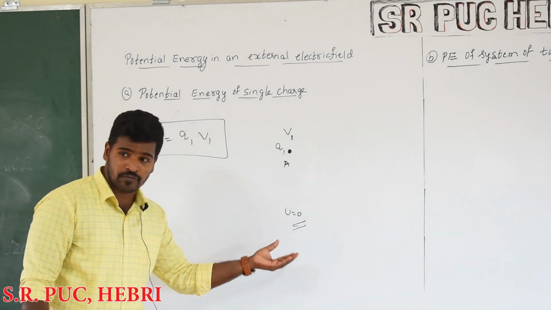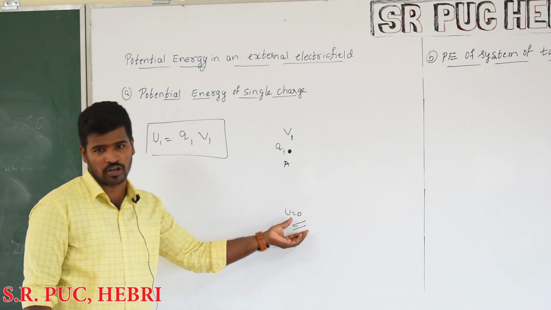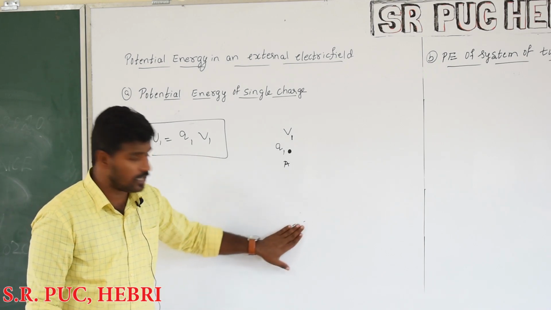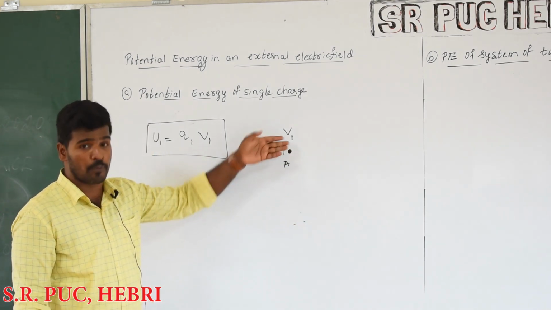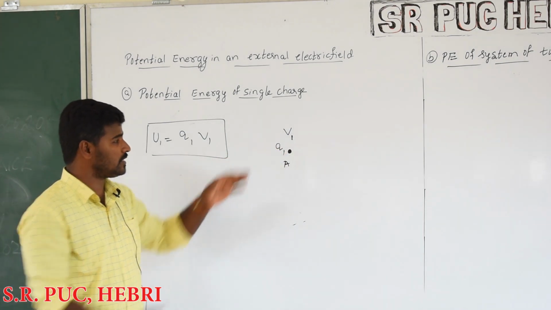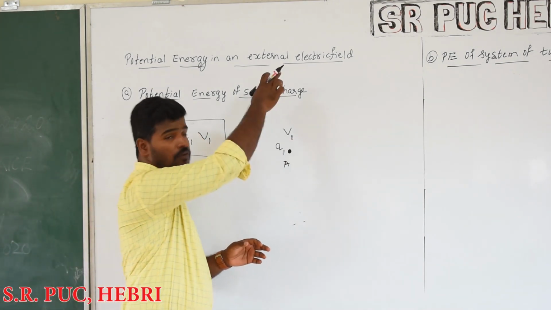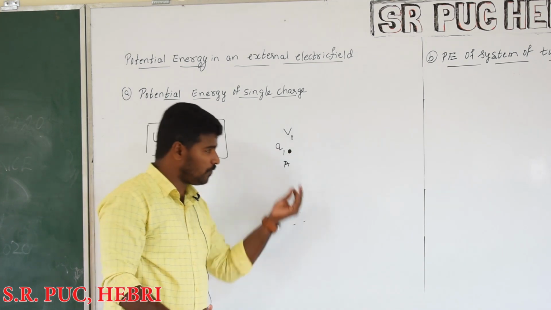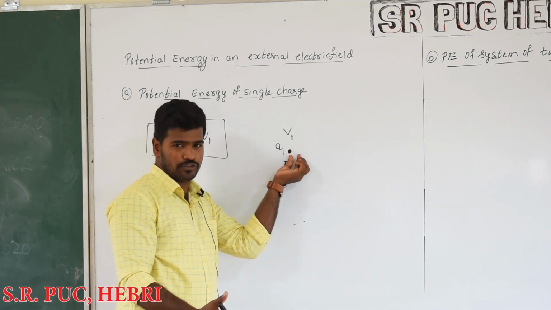In the absence of electric field, the potential was 0. But in this case, before introducing the charge over the point A, the point A itself is having the potential called V1 because of an electric field. That is the difference: the presence or absence of the electric field.